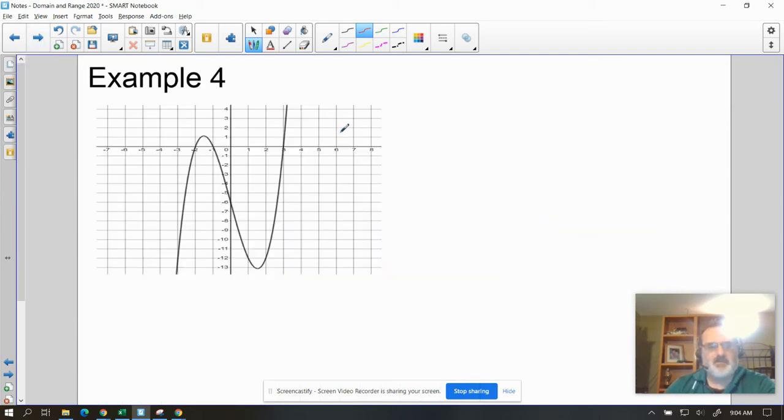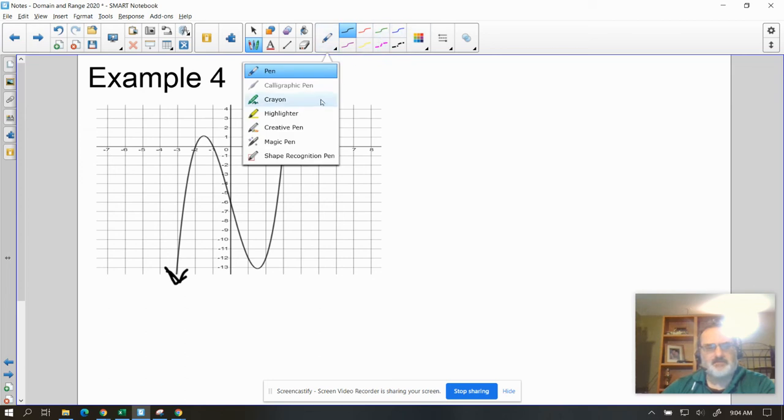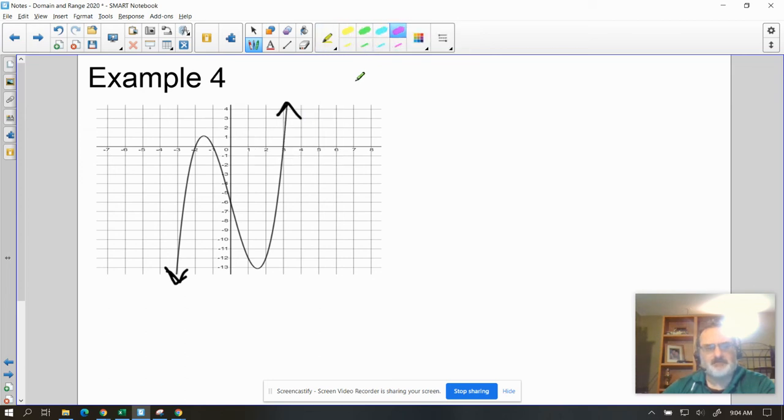All right, and our last example, example 4, is just a polynomial function. And we'll learn about these a little bit later, but right now you just need to know that it's an S-curve in this case. If I highlight the domain, it looks like it goes right and left forever. So the domain is going to be all real numbers. The range, since this continues up and down forever, is going to be all real numbers. So this one is rather easy.